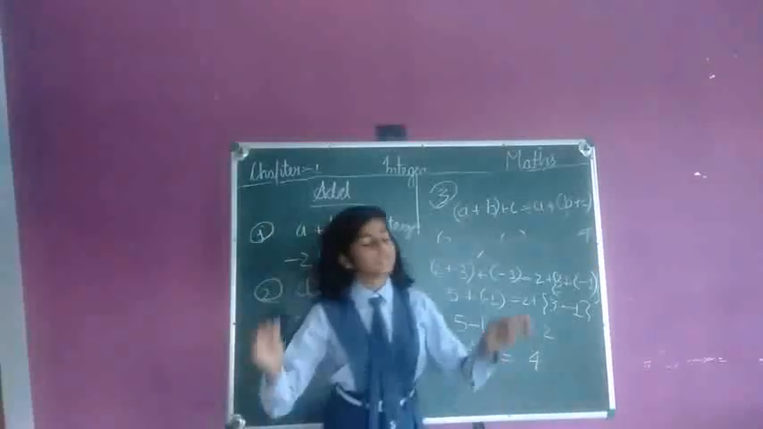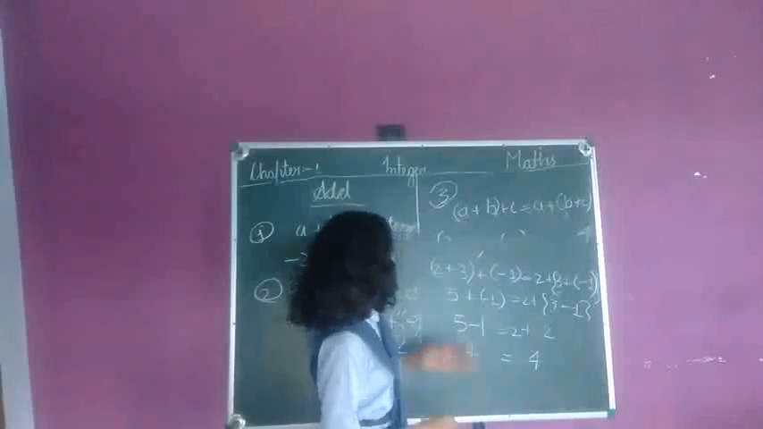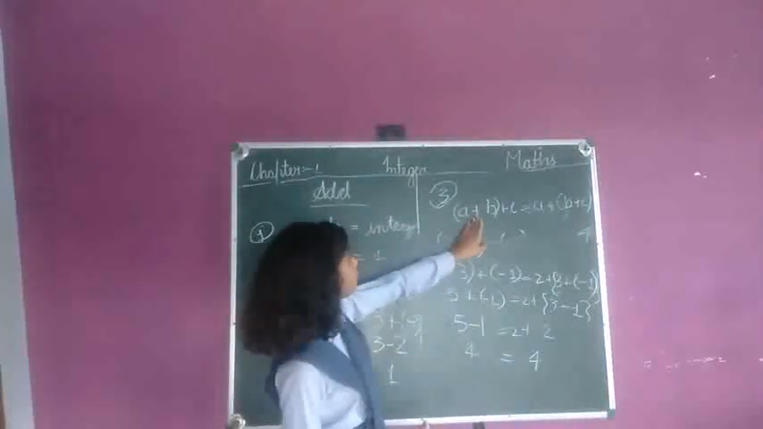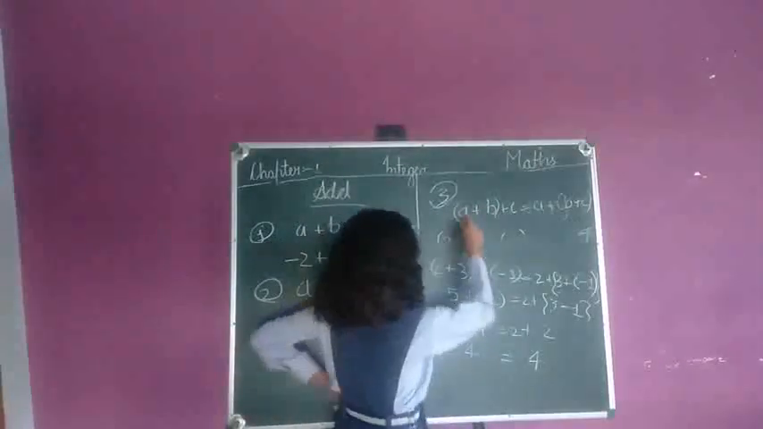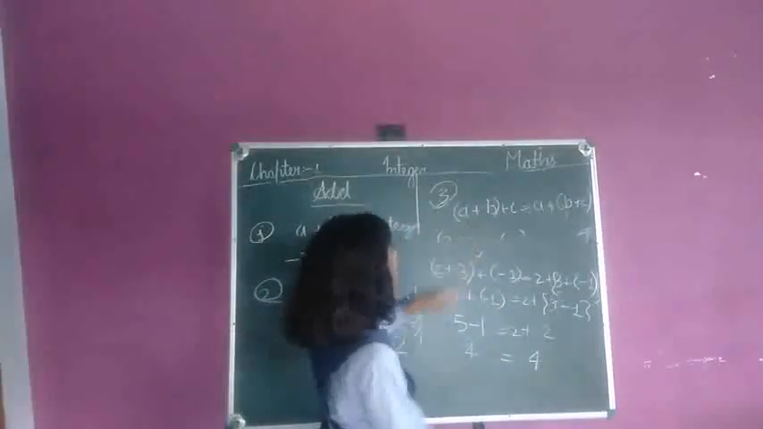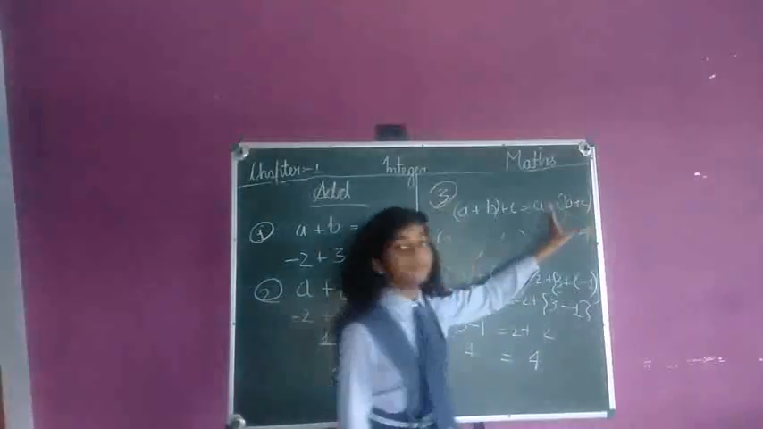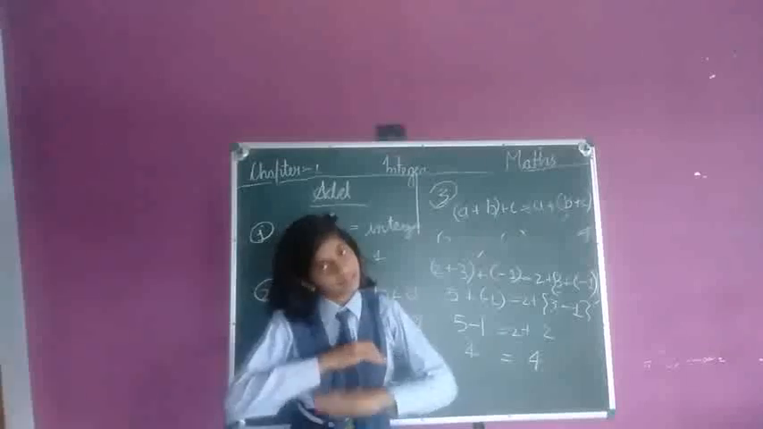So the conclusion of our associative property is that if we add a plus b plus c, means if we add a plus b from c or b plus c from a, answer will be same.